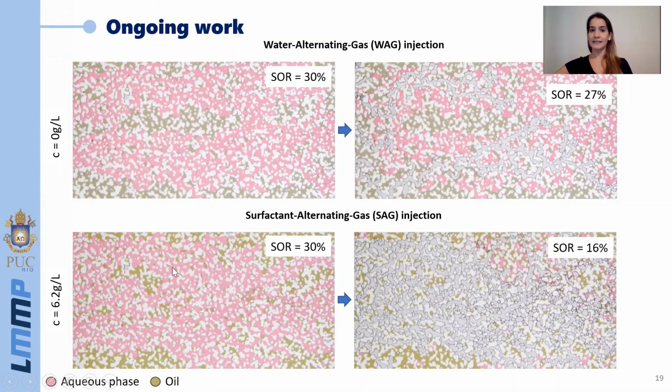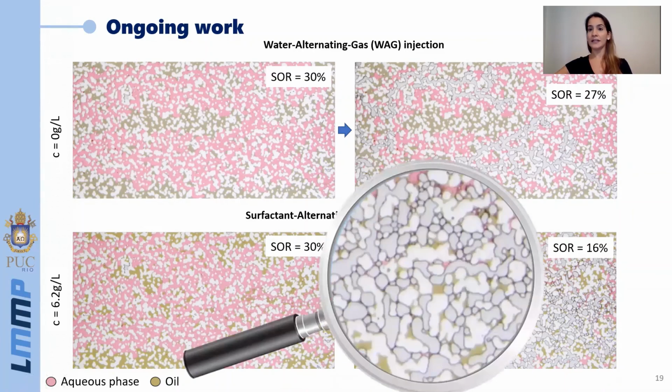Then we inject gas. So in the first case, we can see that the gas flows through almost the same path as water, and the residual oil saturation value is a little bit lower. But when we inject gas after surfactant solution, we have foam formation. And this foam formation leads to a lower residual oil saturation. You can see the foam here in detail.